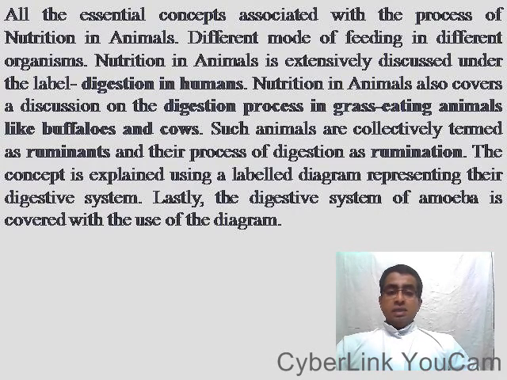This chapter, Nutrition in Animals, also covers a discussion on the digestion process in grass eating animals like buffaloes and cows. Such animals are collectively termed as ruminants and their process of digestion as rumination. The concept is explained using a labeled diagram representing their digestive system. Lastly, you will learn about the digestive system of amoeba with the help of a diagram.